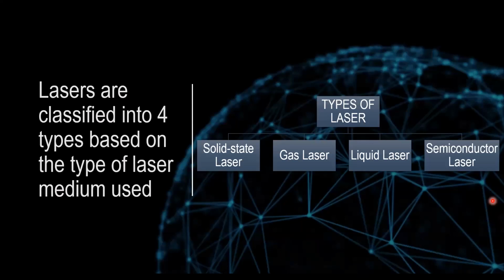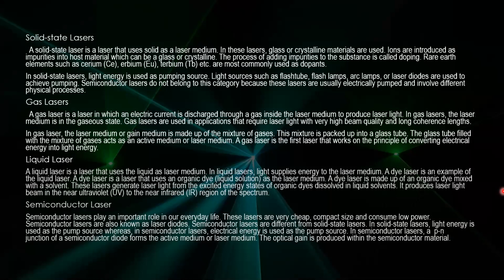Also, lasers are classified into 4 types based on the type of laser medium used. Types of laser: solid-state laser, gas laser, liquid laser, semiconductor laser. Let's examine these 4 types a little bit. Solid-state laser. A solid-state laser is a laser that uses a solid as a laser medium. In this laser, glass or crystalline materials are used.